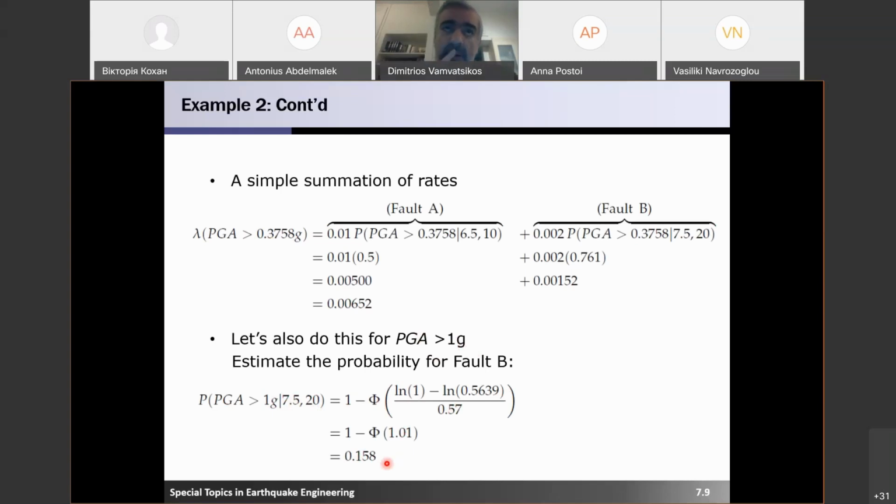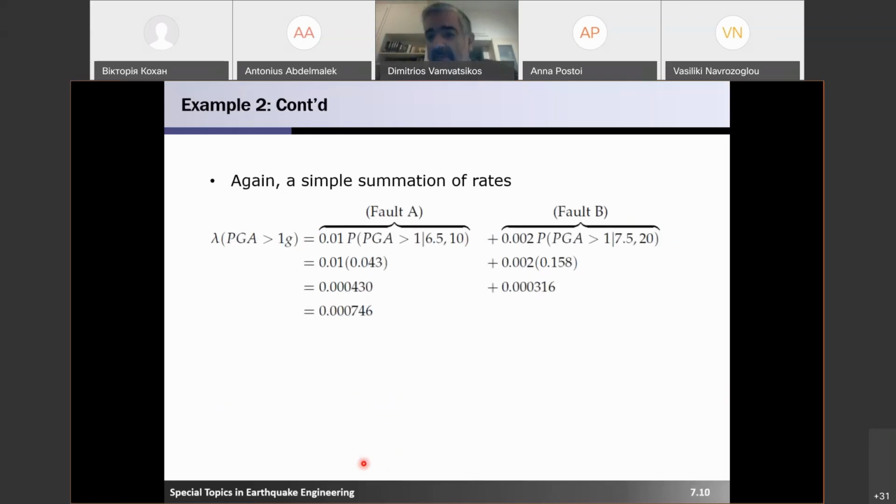Okay, now remember, for 0.38 or so, we had 76% probability of exceedance. Remember, they drop fast. If you go to 3 times that, it drops to 0.15, 0.16. Makes sense. It drops much faster, not linear. So again, all you need to do is simply sum up the rates. So what you got from fault A and what you got from fault B.